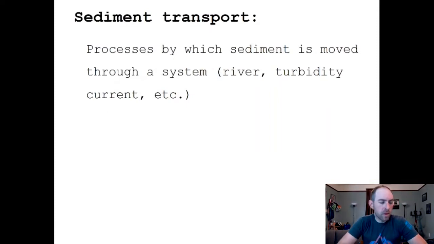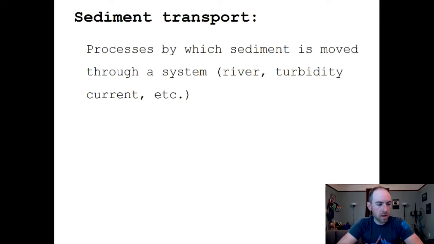So to start off, we can define sediment transport simply as the processes by which sediment is moved through a system and the amounts of sediment that move through a system, right? And so these systems we're talking about here are rivers, turbidity currents, wind, coastal environments, tides, etc. All of those can be sediment transporting environments.